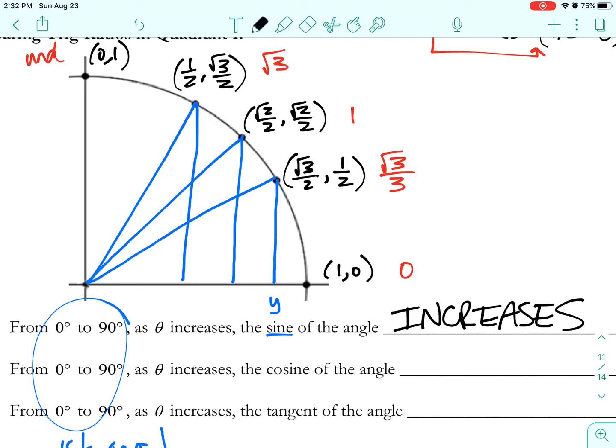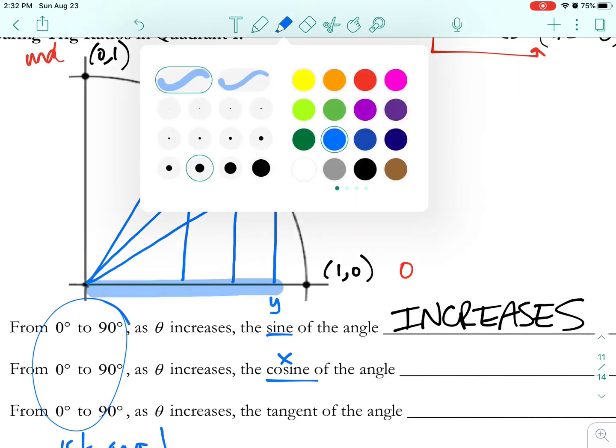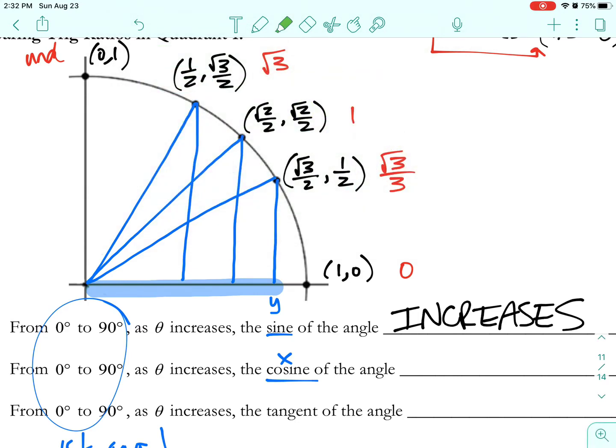From 0 to 90, as theta increases, what happens to the cosine of the angle? So remember, the cosine is the x value. So let's compare x values here. Let's look at 30 degrees. Here's the x value at 30 degrees. Let me use a different color here. What happens when I go from 30 degrees to 45 degrees? What's the x value there at the 45-degree reference angle?